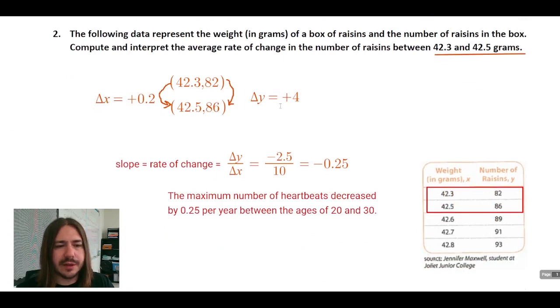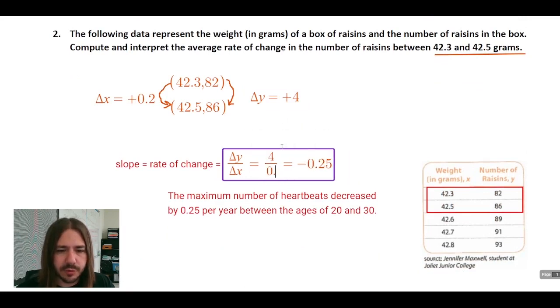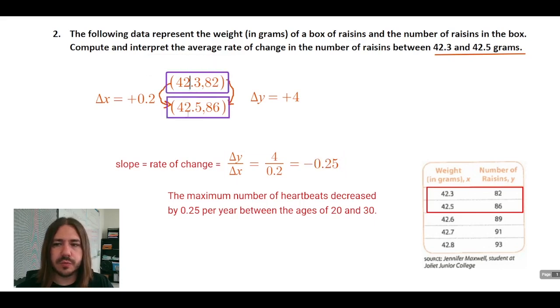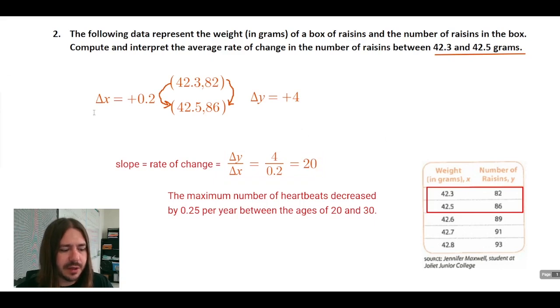Okay, so let's see, where are we? So the slope is the rate of change, which is the change in y over the change in x, so that's going to be positive 4 over 0.2. And what we're calculating here is the average rate of change in the number of raisins between these two weights. So 4 divided by 0.2 is going to be 20. You can throw that in your calculator if you can't compute that on your own.